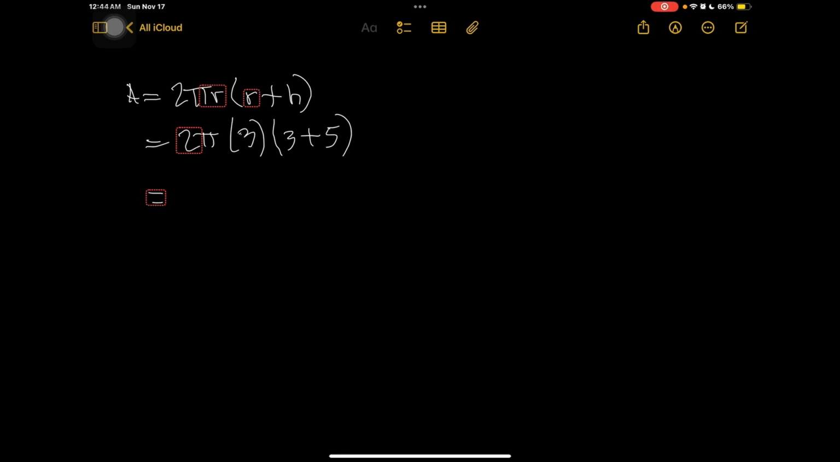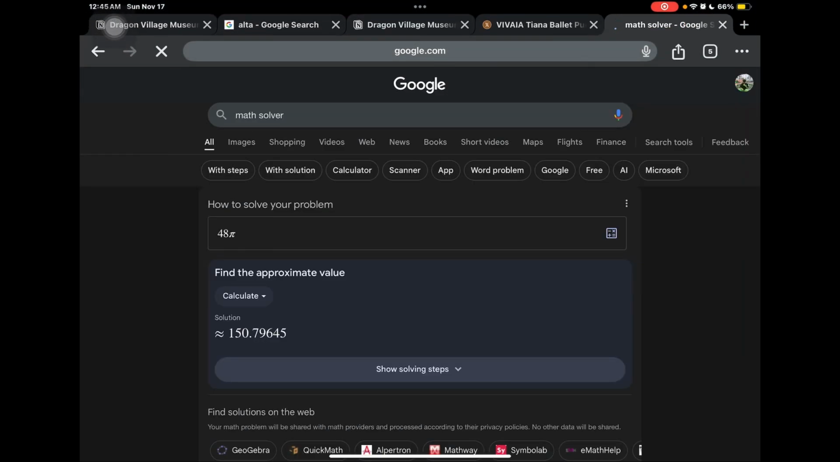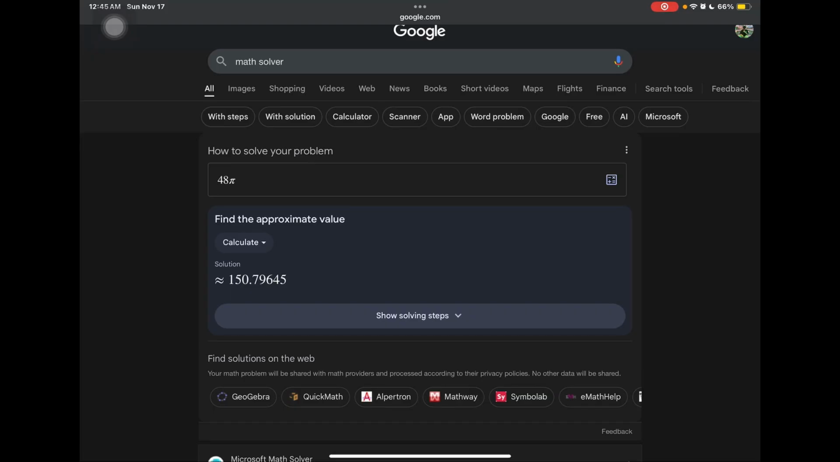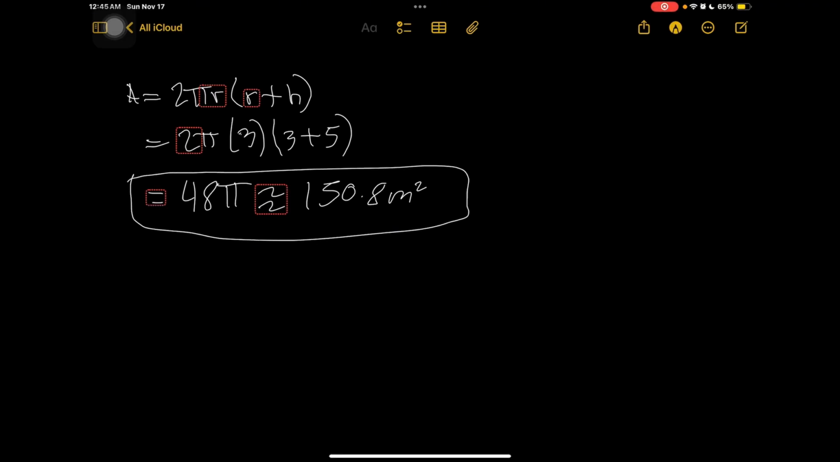So 3 plus 5 is equal to 8. So 8 multiplied by 3 is 24. And 24 multiplied by 2 is 48. So 48 pi. So 48 pi is equal to 150.8 meter square. So this is our surface area of cylinder.